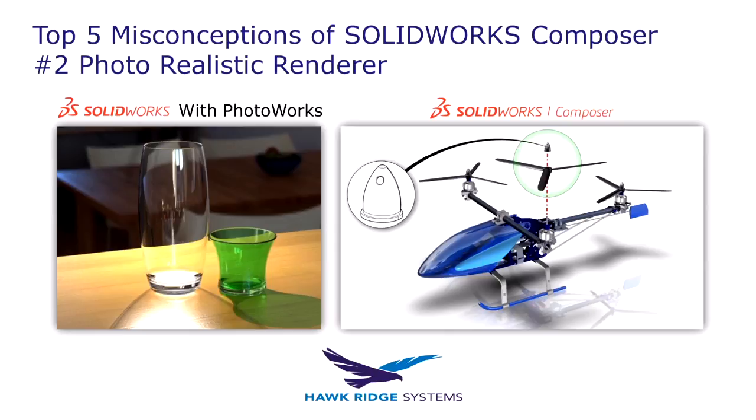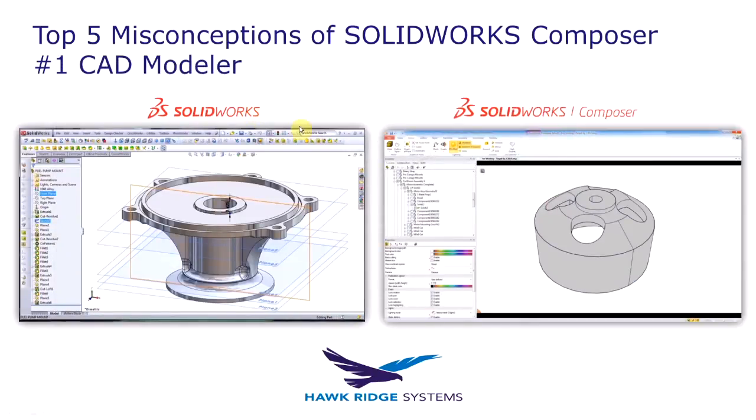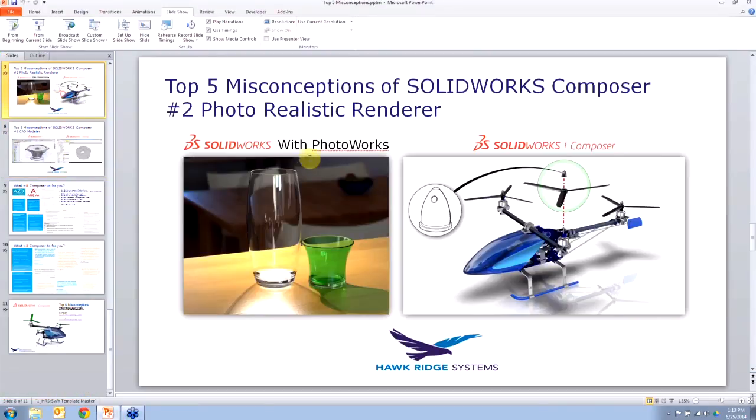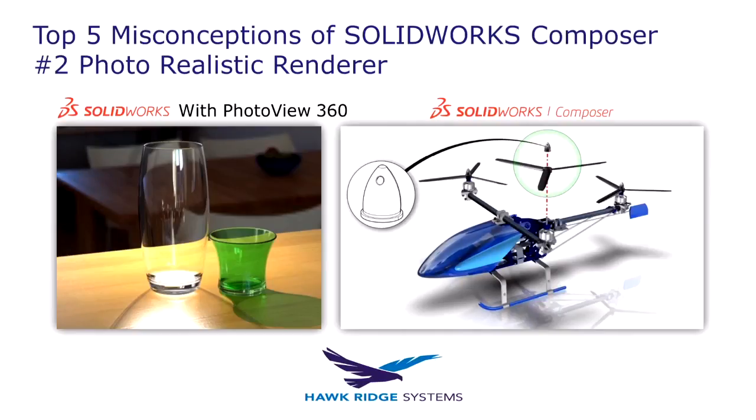So when you look at these two images, the one on the left is SOLIDWORKS with PhotoView 360. It says PhotoWorks up there. That is wrong. It's actually PhotoView. And I'm going to edit that right now because that should not be there. We'll say PhotoView 360. Okay. From current slide. There we go. Very important I fixed that because that's a big difference there.